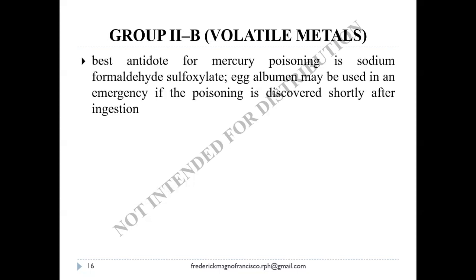Mercury and its compounds are extremely toxic. The best antidote for mercury poisoning, particularly mercury bichloride, is sodium formaldehyde sulfoxylate. Egg albumin may be used in an emergency if the poisoning is discovered shortly after ingestion.